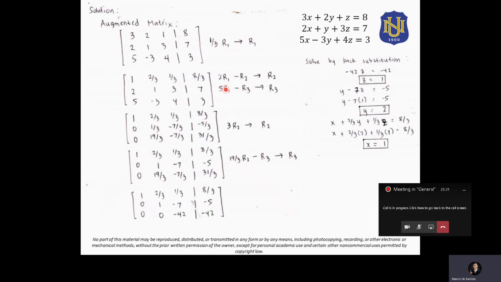And then continue lang natin. 5 times 2 thirds minus negative 3, it will give you 19 thirds. And then 5 times 1 third minus 4, it will give you negative 7 thirds. And then 5 times 8 thirds minus 3, which is 31 over 3. So that will be the new row 3. Now, we still have 19 over 3 dito, na kailangan nating mapag-0.